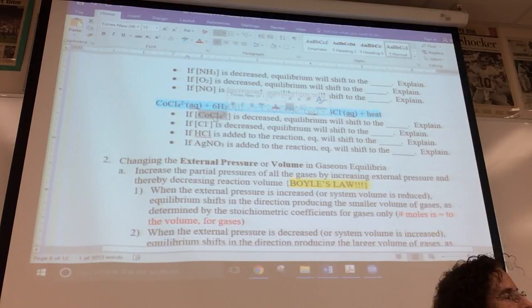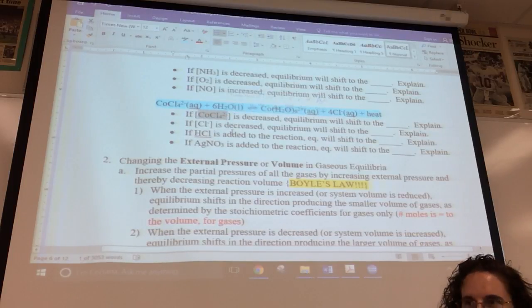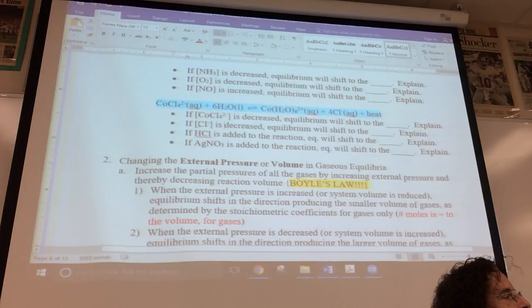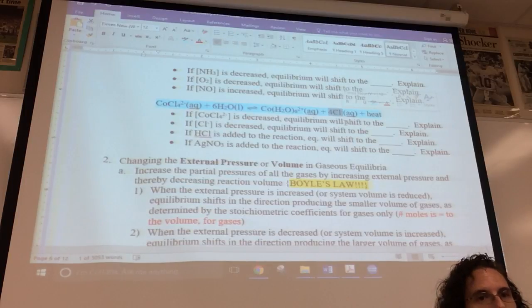All right. So if this substance is decreased, equilibrium will shift to the reverse direction to replace this particular substance that was removed. All right. If chloride ion is decreased, equilibrium shifts in the forward direction to replace the chloride ion removed. Yes? Austin, yes? Jason, yes? Bailey, yes?